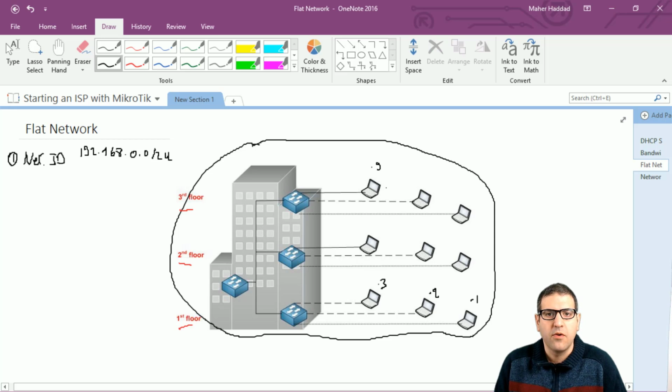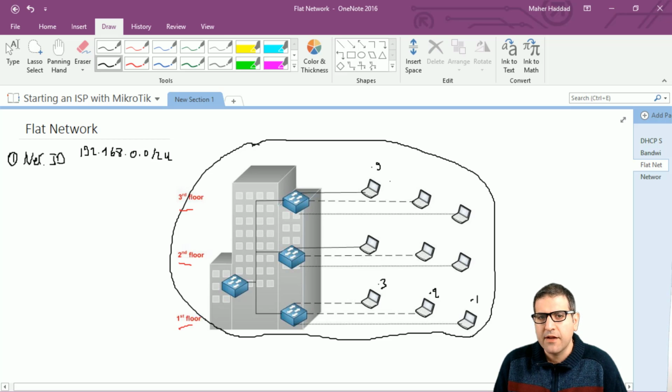Okay, so you will see that all are on the same subnet, and that's something we will have a problem with, especially when we need to divide our network into different departments. Okay, we will see it in a moment. But the idea is that every computer will be on the same network.